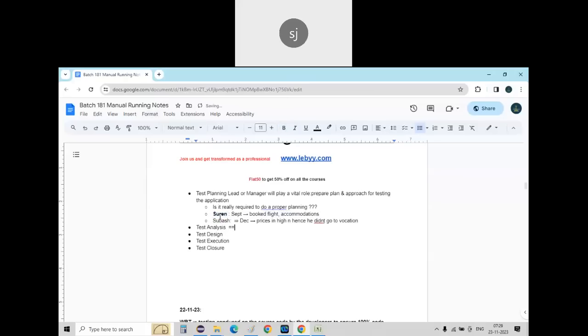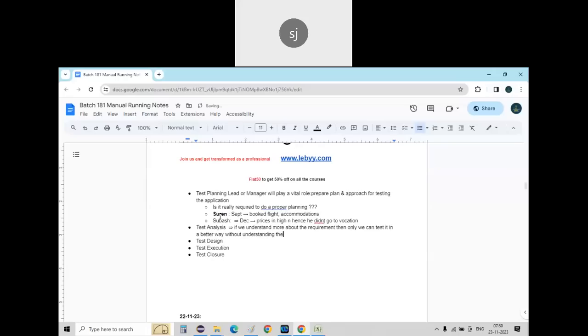And then the test analysis phase. See, basically, if we understand more about the requirement, only then can we test it in a better way.